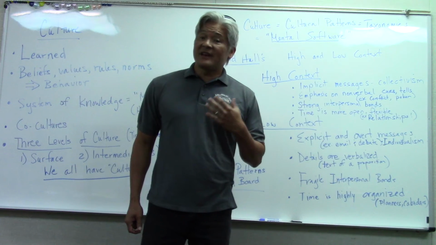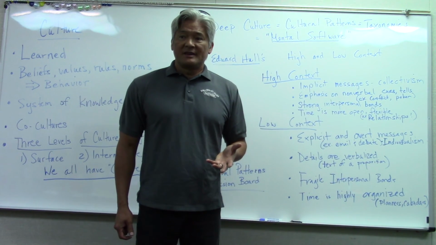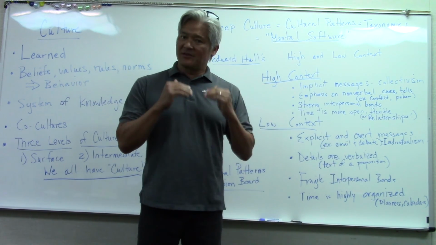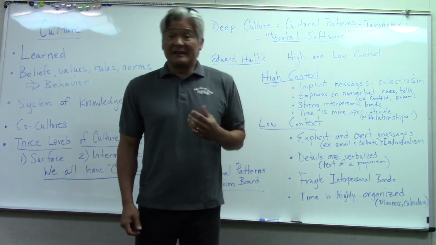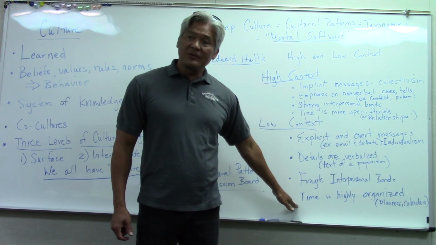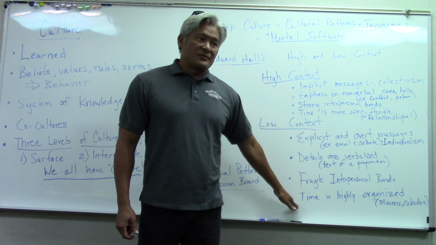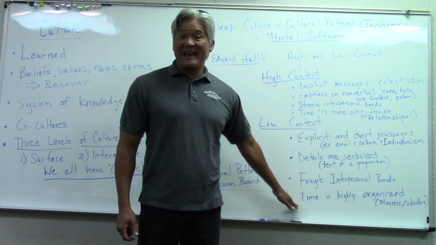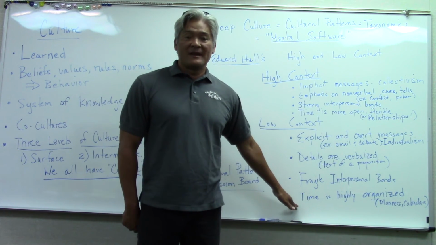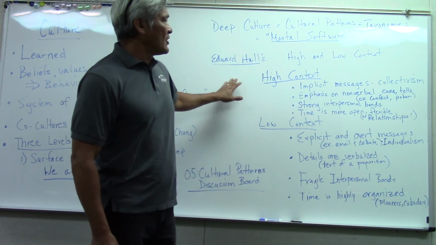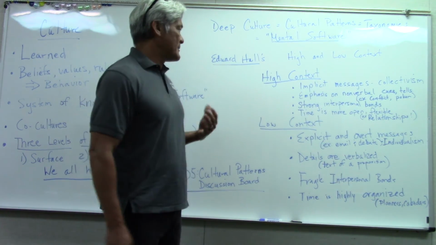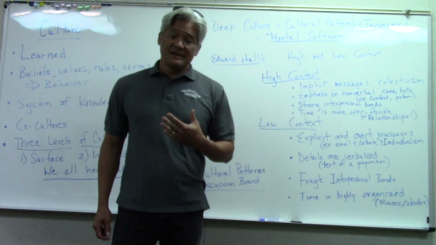And then time is highly organized. You're using your planners, your Google calendars. Time is money, really. In individualistic culture, time is money and highly valuable and highly organized. You don't really put your relationships ahead of the various tasks, especially if it's associated with making money. So there you have Edward Hall's two types of taxonomies here. We're talking about high context and low context communication.